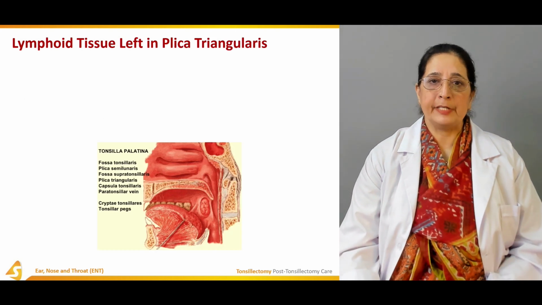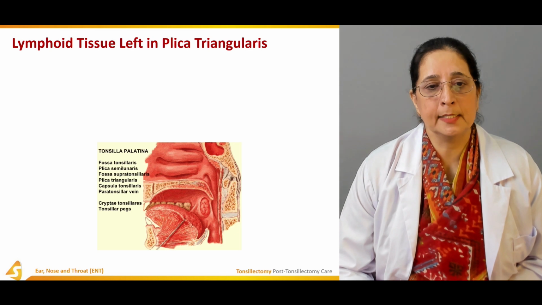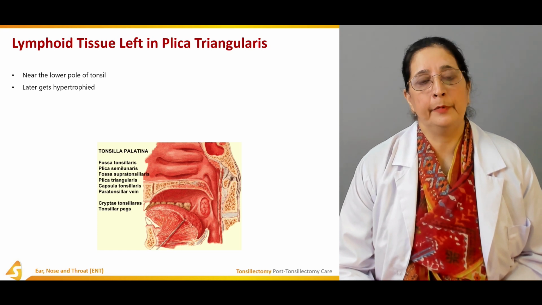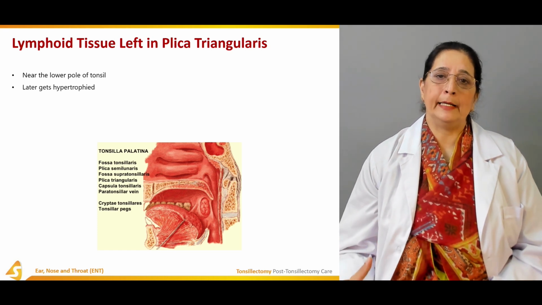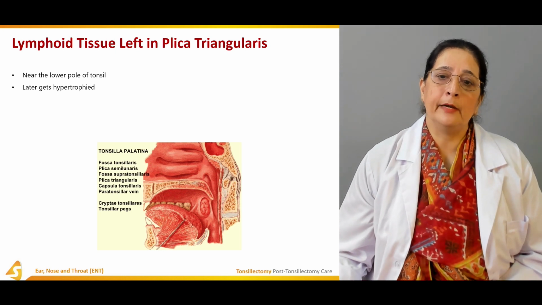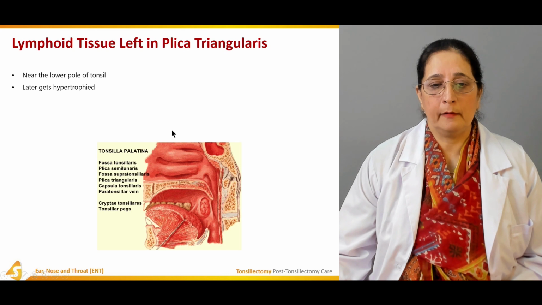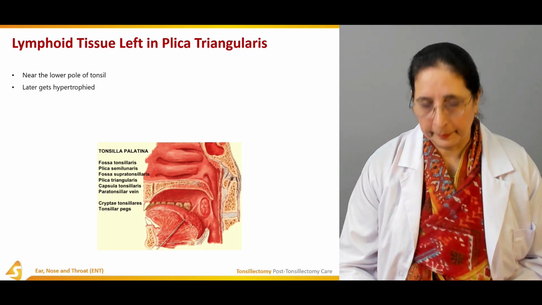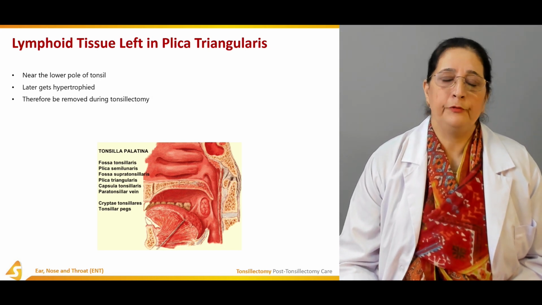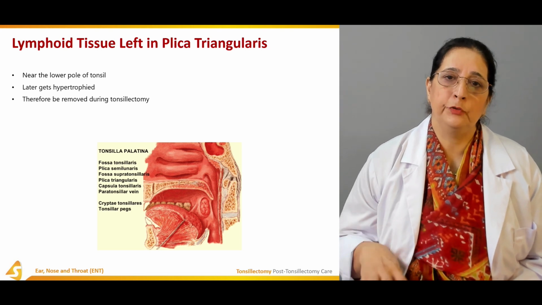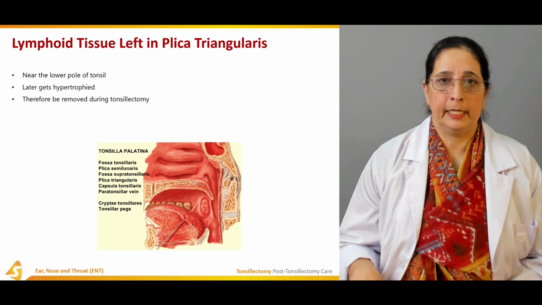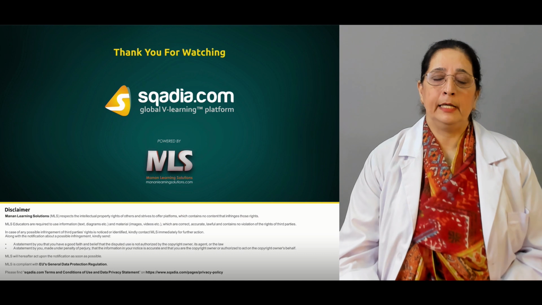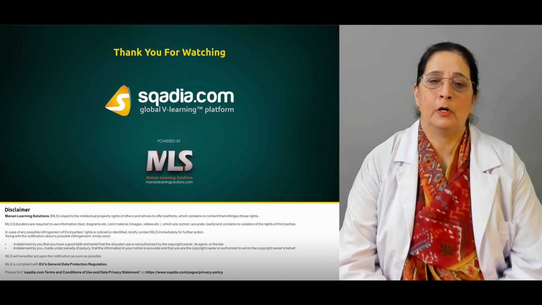Lymphoid tissue left in plica triangularis near the lower pole of the tonsil later gets hypertrophied. So the tissue that is left in the plica triangularis after the tonsillectomy can hypertrophy later on and cause some problem. Therefore it should be removed during tonsillectomy. It's not recommended to leave any tissue because it can later on hypertrophy and cause problems. That concludes our topic of tonsillectomy.